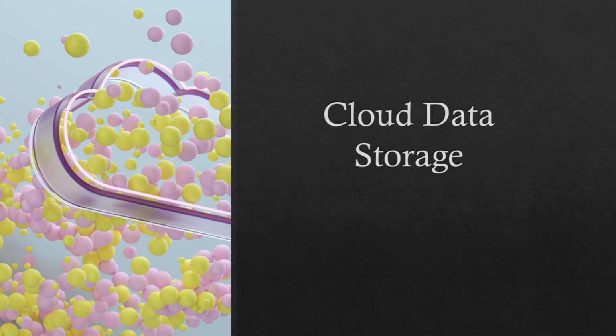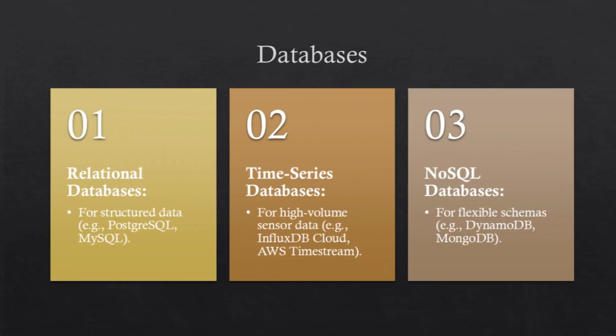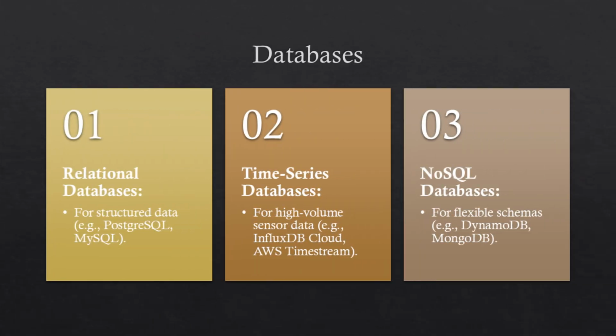In the cloud, we have access to a variety of scalable and robust storage solutions to handle different types of data. Relational databases. Examples: PostgreSQL, MySQL. Use case: ideal for structured data that requires complex queries and transactions. Benefits: strong data integrity, support for relational operations, and adherence to ACID properties.